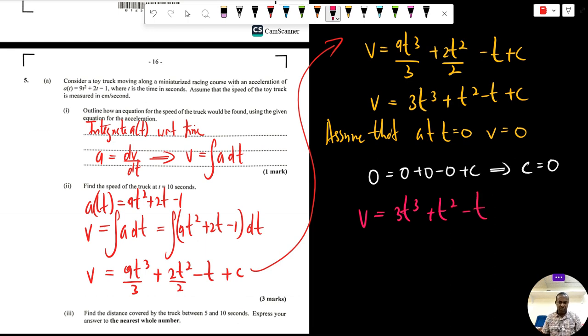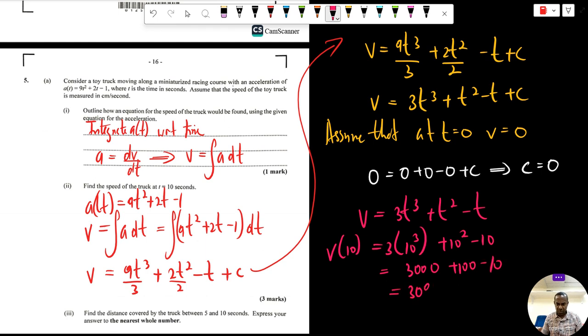Okay, so this obviously is a function of time. And if we want to find the speed of the truck at 10 seconds, we can say that v of 10 is equal to 3 times 10 cubed plus 10 squared minus 10. 10 cubed is equal to 1,000. 1,000 times 3, that's 3,000 plus 100 minus 10. And this gives us 3,090 centimeters per second, right?